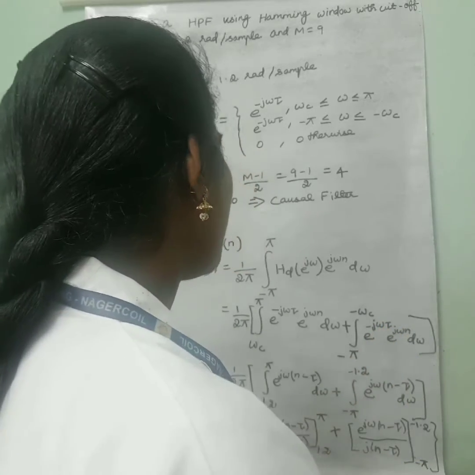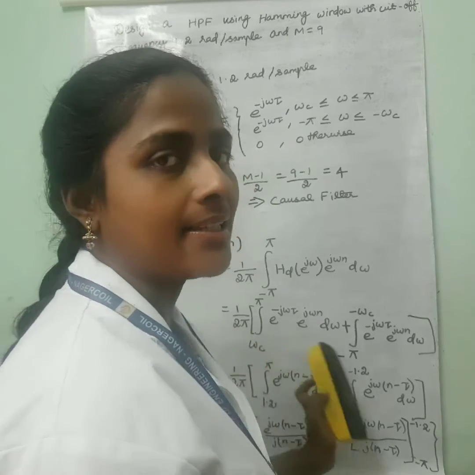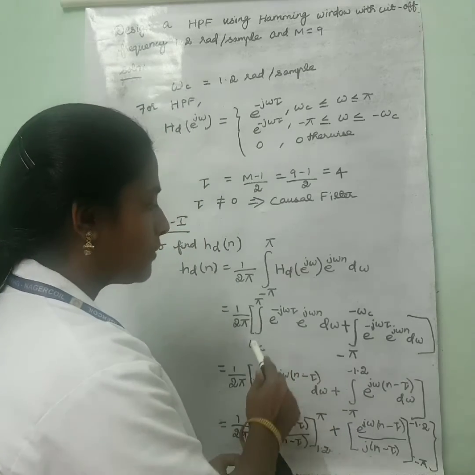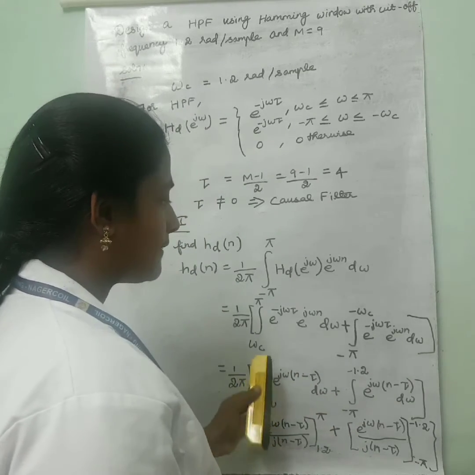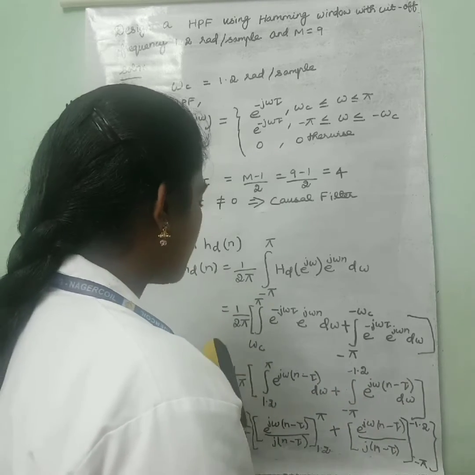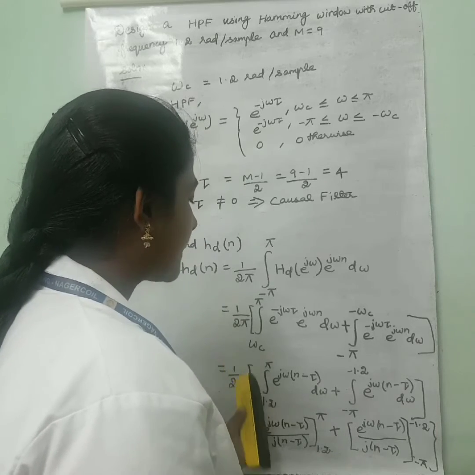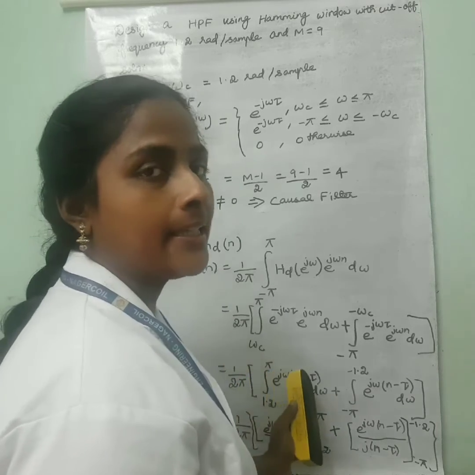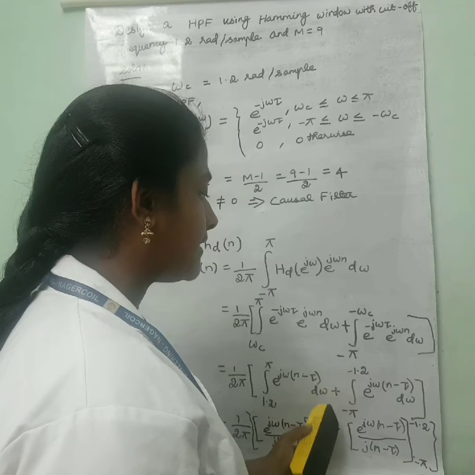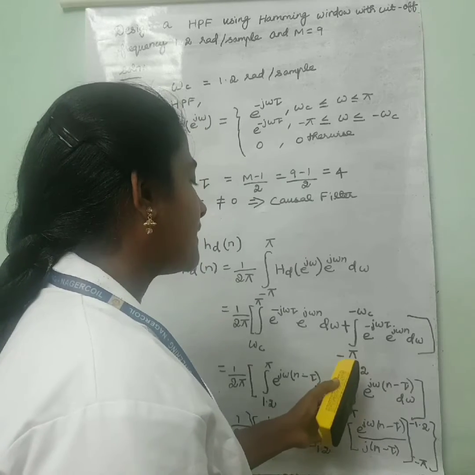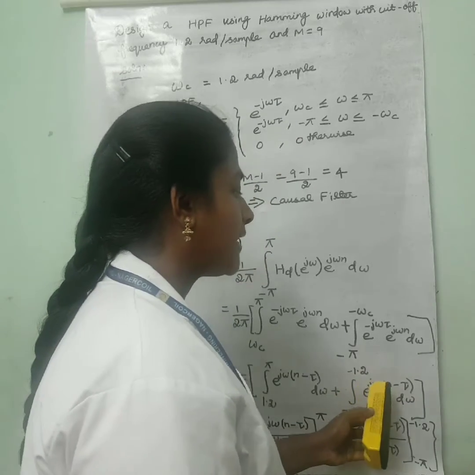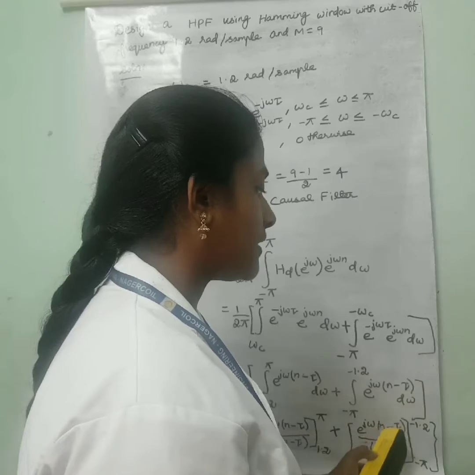Now you can substitute the value of omega c, that is 1.2, and you can take e power j omega outside. In these two terms you can take it outside. So you will get 1 by 2 pi outside. Again integral 1.2 to pi, if you take e power j omega outside, you will get n minus tau into d omega, plus integral minus pi to minus 1.2, here also you take e power j omega outside, so you will get e power j omega into n minus tau into d omega.